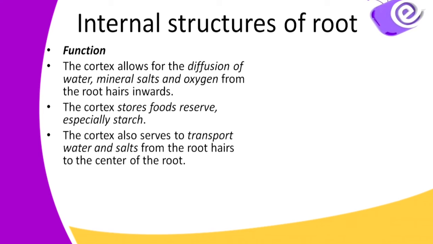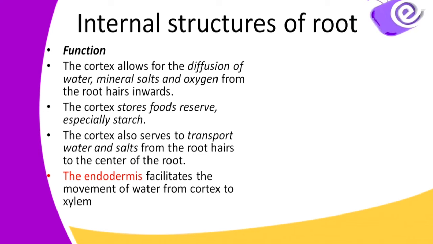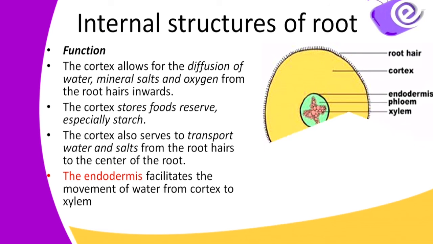It facilitates the movement of water from the cortex to the xylem. So it helps in the movement of water from the cortex so that the xylem can transport the water through all parts of the plant. If you look at the diagram, we have the endodermis, the part just right after the cortex. The endodermis contains the two vessels, which are the phloem and the xylem vessel.